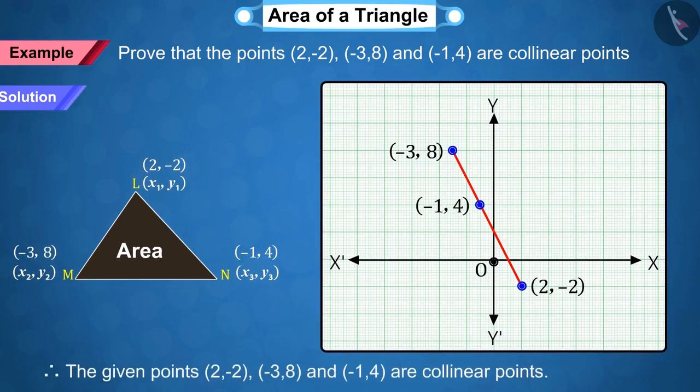Hence, the given points (2, -2), (-3, 8), and (-1, 4) are the points on the same line. That is, they are collinear points.